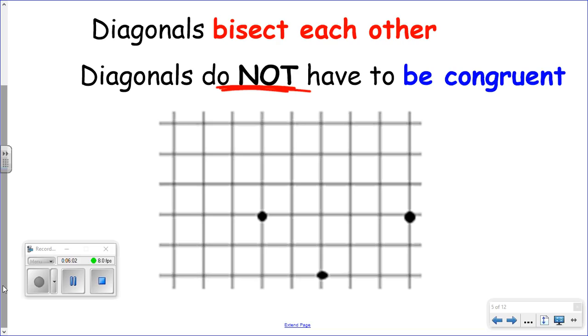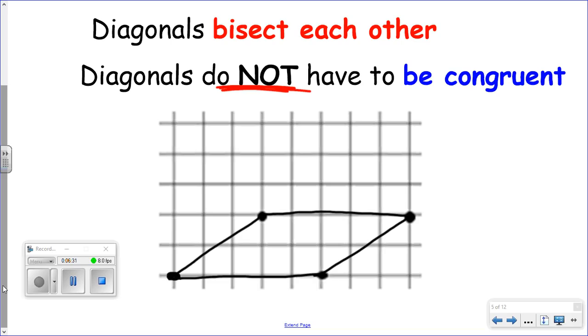So again, here we have 3 points and we want to find the fourth. So this one, 1, 2, 3, 4, 5 spaces. So let's move this one, 1, 2, 3, 4, 5 spaces here. So there's our fourth point, and then we can connect and make our parallelogram.